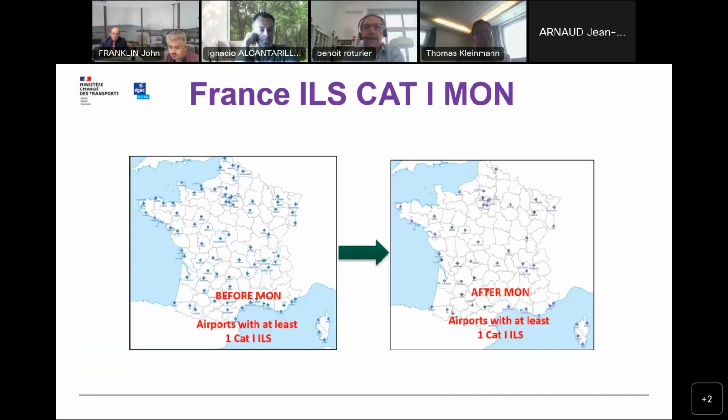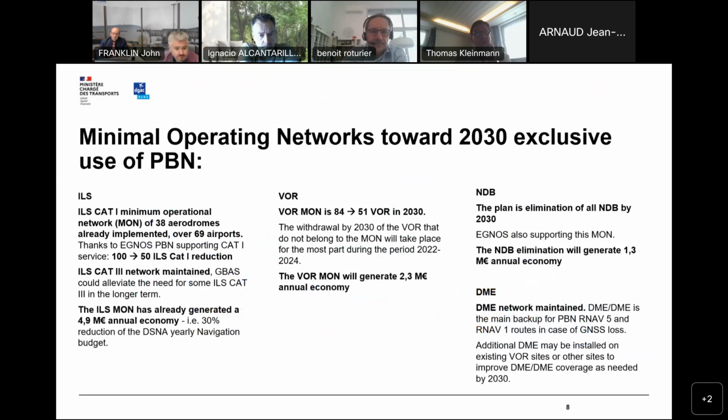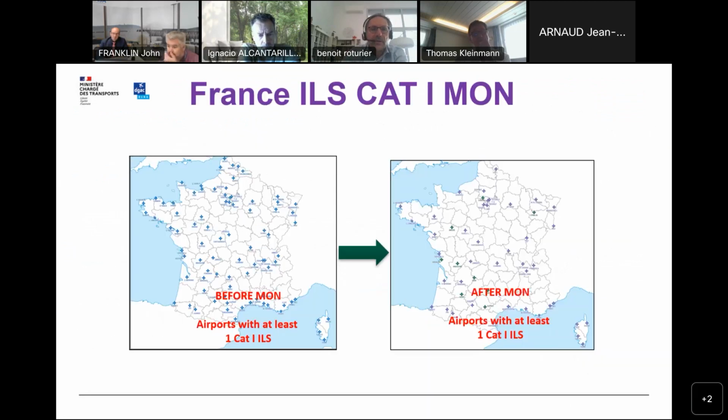So in terms of the ILS Cat I minimum operating network, this is what it looks like. So, sorry, before we implemented the MON, on the left you can see the airports which had at least one Cat I ILS, and then after, airports with at least one Cat I ILS, obviously this is much reduced. Of course, the other airports have not disappeared, but the ILS approaches have been replaced by PBN approaches with LPV minima.